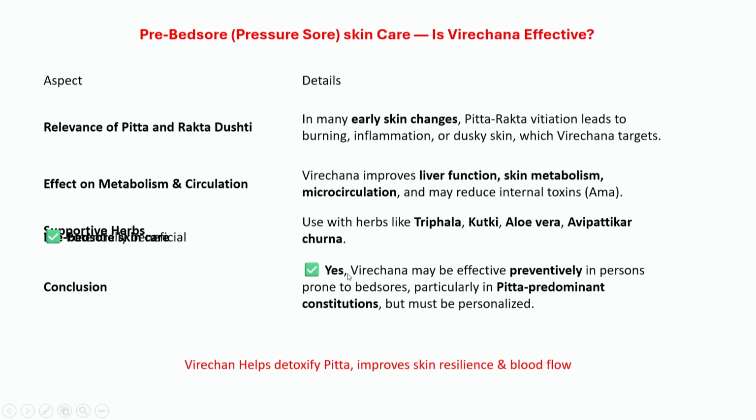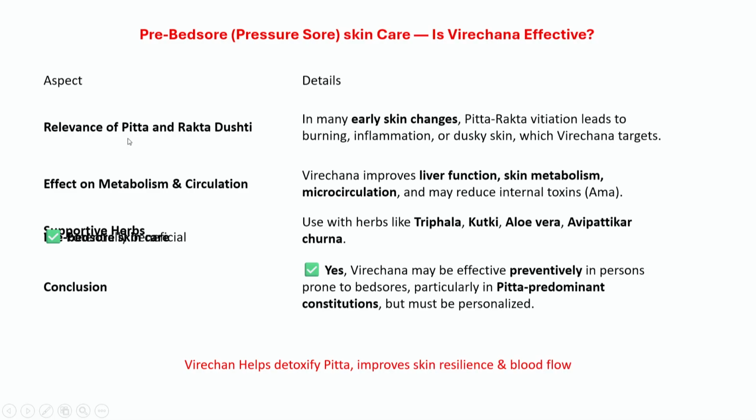And conclusion: Virachan may be effective in preventing bed sores in persons prone to them, particularly in Pitta predominant constitution, but it must be personalized. It is very important to note that human beings are classified into different prakriti, genetic constitutions. Vata, Pitta and Kapha are the main ones, but overlaps are there. There are a total of 7 constitutions, but broadly we say there are 3: Vata, Pitta and Kapha.